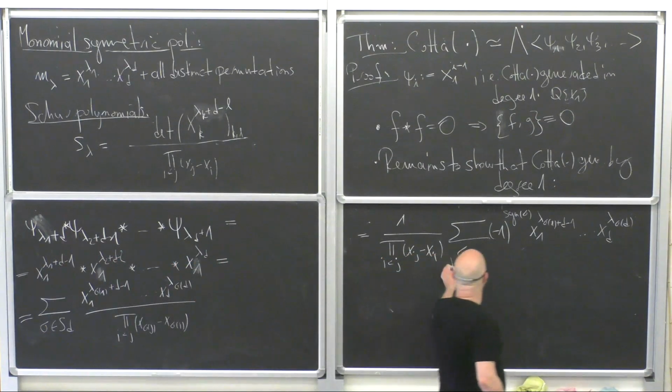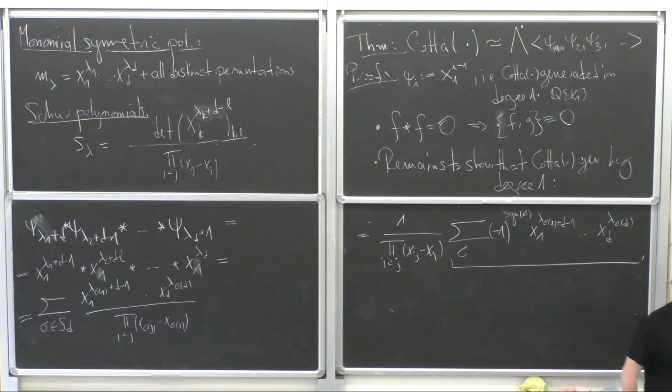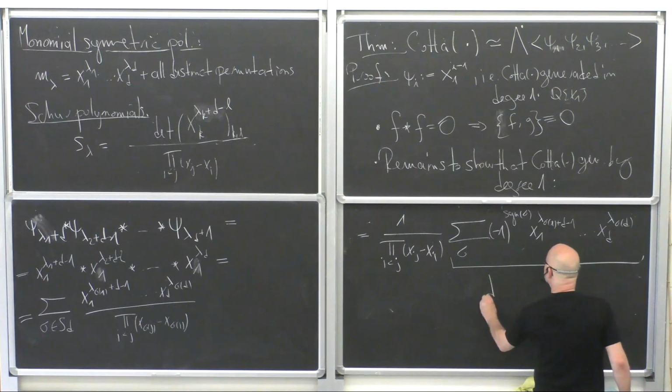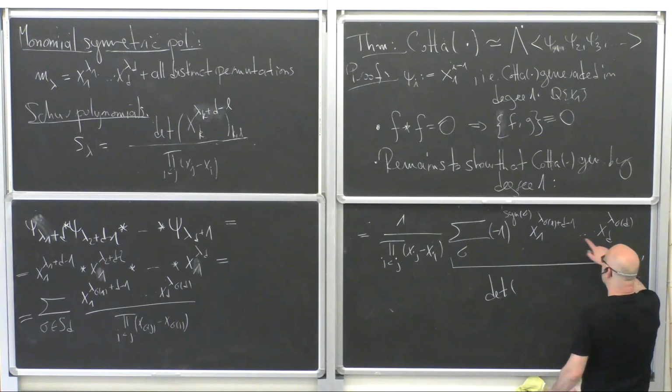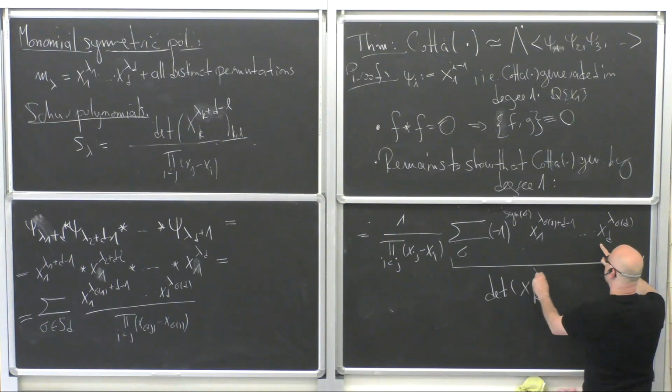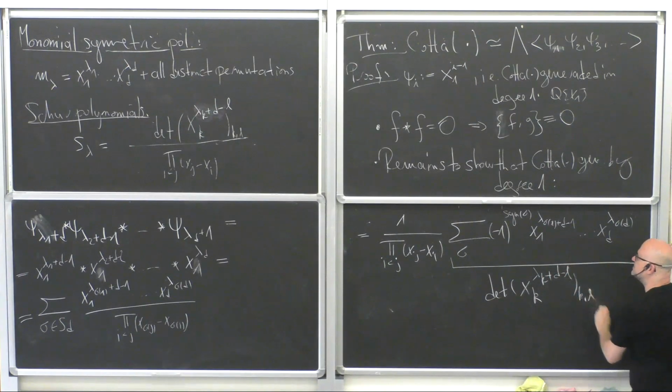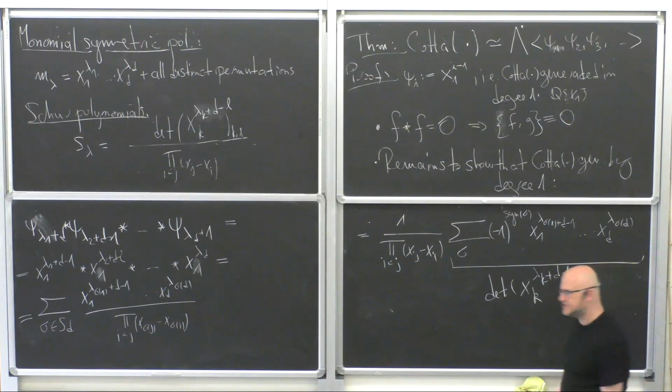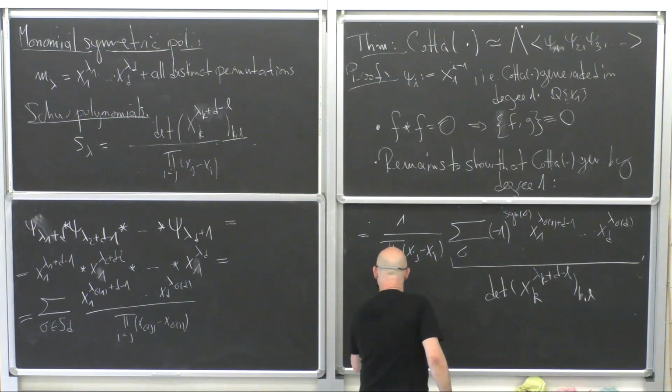And now this you recognize by the Leibniz formula as a determinant. This is precisely the determinant of the matrix which has x_k to the lambda_k plus d minus l as the kl entry. So this whole thing is the Schur polynomial s_lambda.